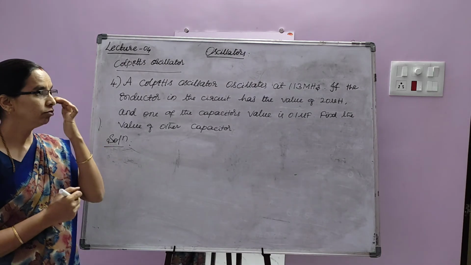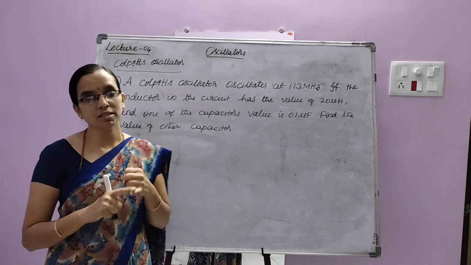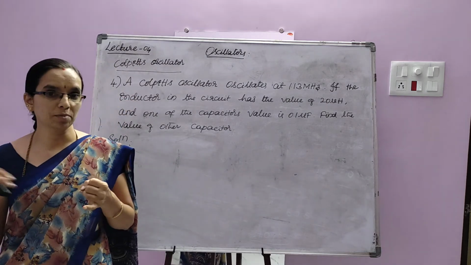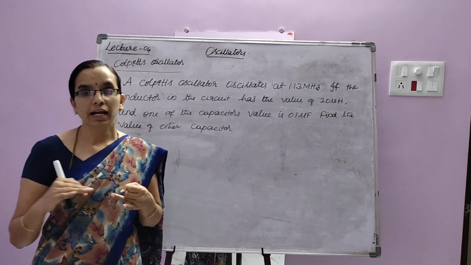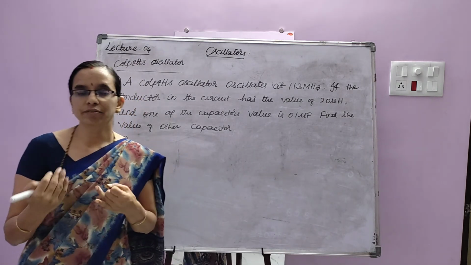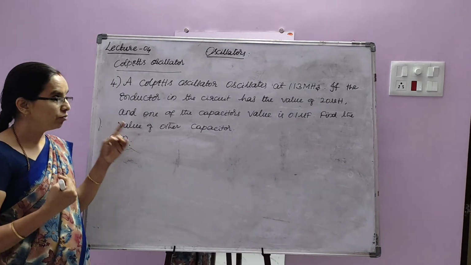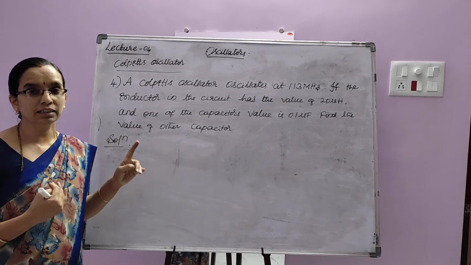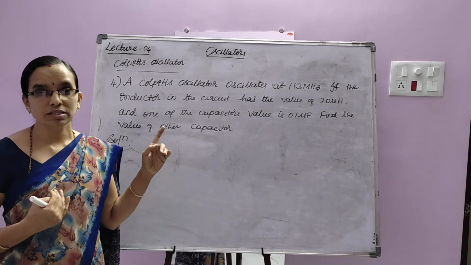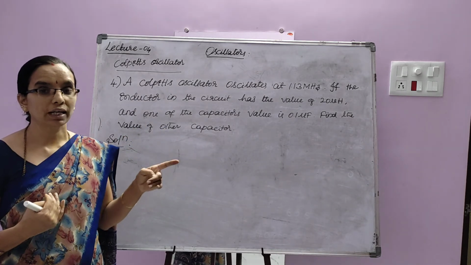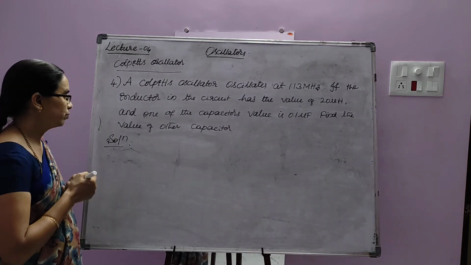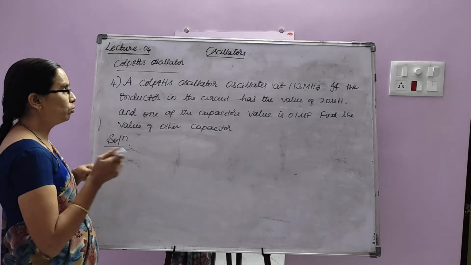Here we have solved a problem when frequency needs to be calculated, with inductor and capacitor values given, and also when the inductor value is calculated when frequency and capacitor values are given. Now one of the capacitor's values is given, the inductor's value is given, and the frequency is given. You have to calculate the other capacitor's value. So it is a little complicated one.